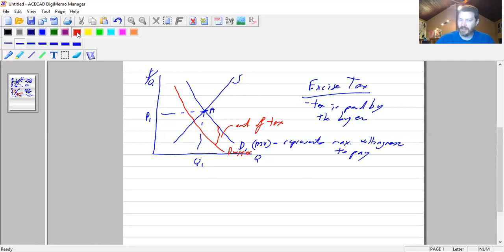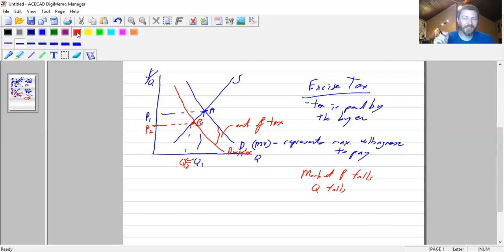Demand falls, we get down here to point B, and we get a new equilibrium with a new price, a new market price, and a new quantity. So in this case, market price falls actually, and quantity falls. Market price falls, and the quantity falls.